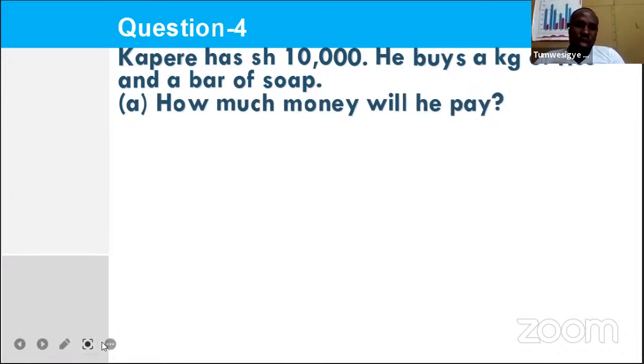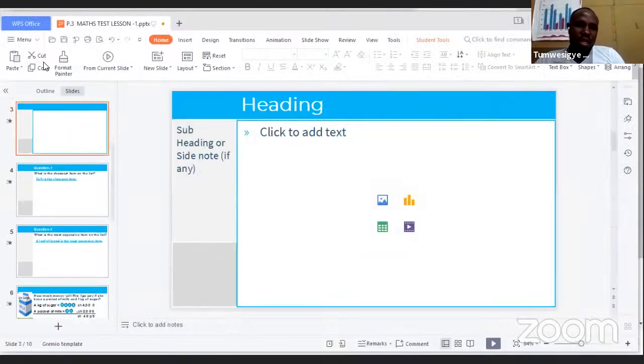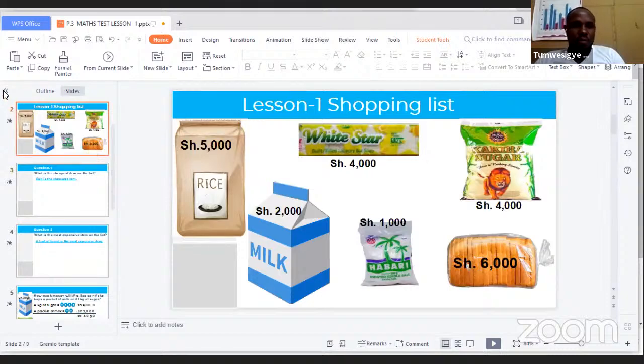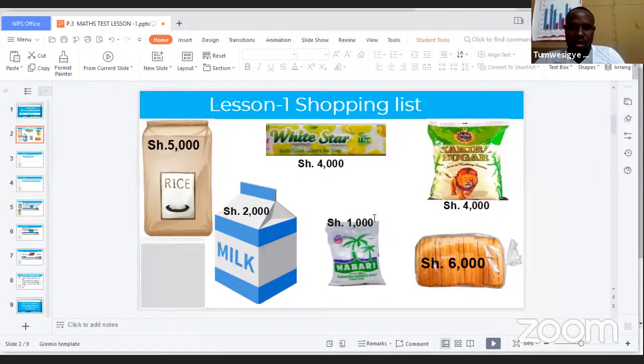Okay, what did we do here? What we did here was to go back to our shopping list, and we see what the shopping list has. The shopping list is here. When you look at the shopping list, what do you see? Remember Kapele went and bought rice, and a bar of soap is also here. So when you total up these two, what do you get?